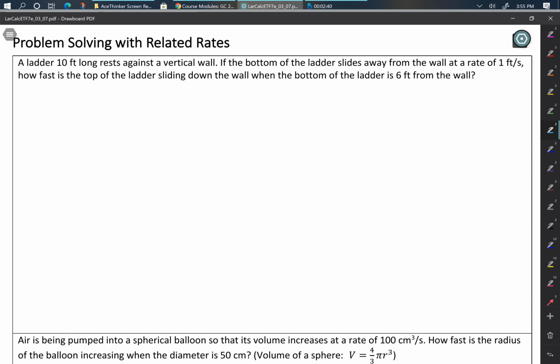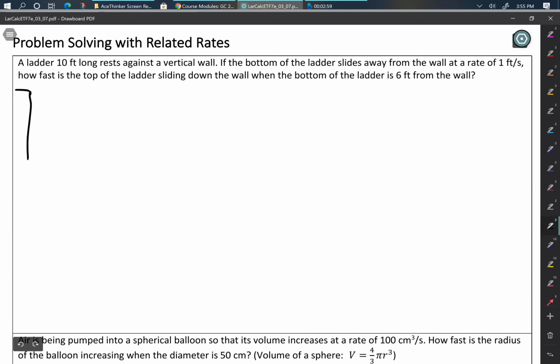A ladder that is 10 feet long rests against a vertical wall. If the bottom of the ladder slides away from the wall at a rate of 1 foot per second, how fast is the top of the ladder sliding down the wall when the bottom of the ladder is 6 feet from the wall? All right, so I read the problem. I think I got a handle on it.